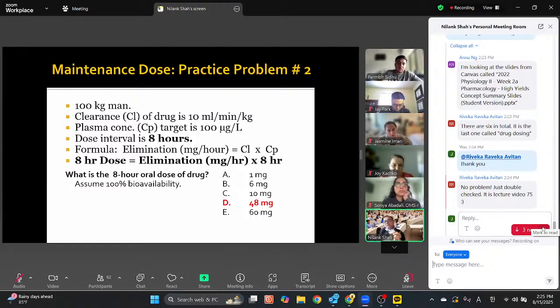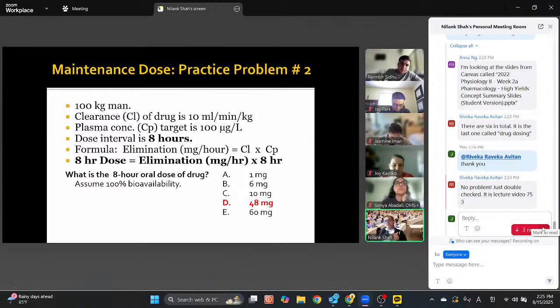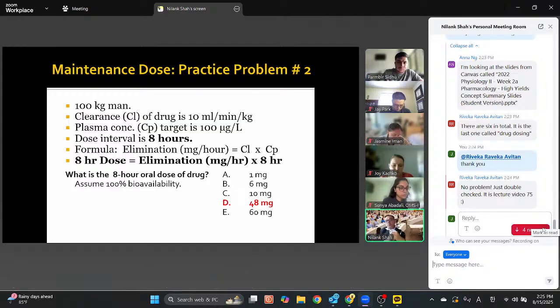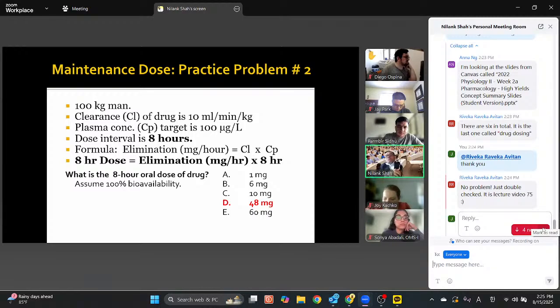6 milligram, right? We calculated that in the previous question. It's the same question; I just added one more part to it. So you are losing 6 milligram in 1 hour. Agree, Parambir? Now I'm asking you about the 8 hour oral dose here, which is 48 milligram. Why do we have to give only 48 milligram every 8 hours? What does 48 milligram mean here?